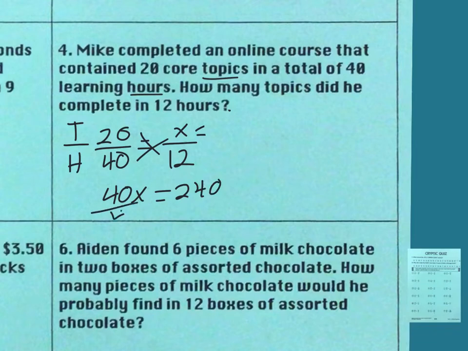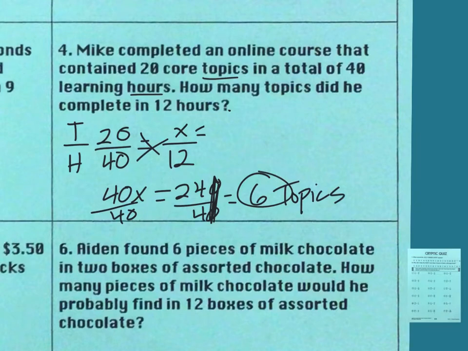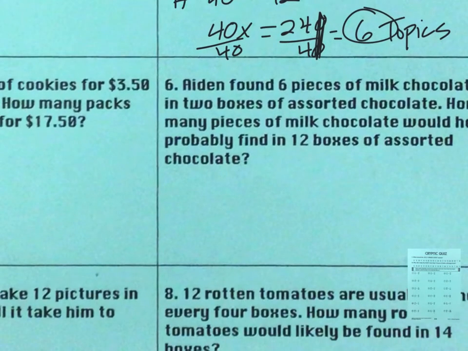Divide by 40. Divide by 40. Or I can just ignore these zeros and go, what is 24 divided by 4? So the answer is 6. So we have 6 topics is the correct answer. Don't forget your labels on these. All right, should we do one more of these?